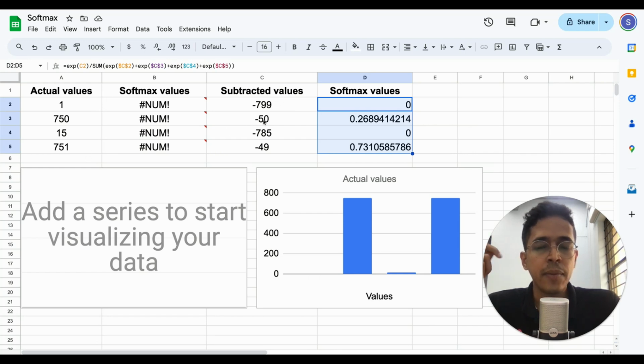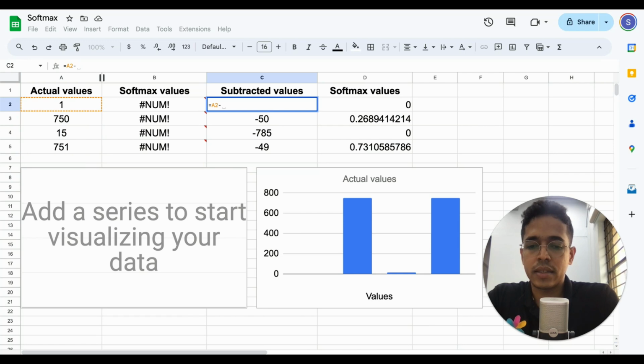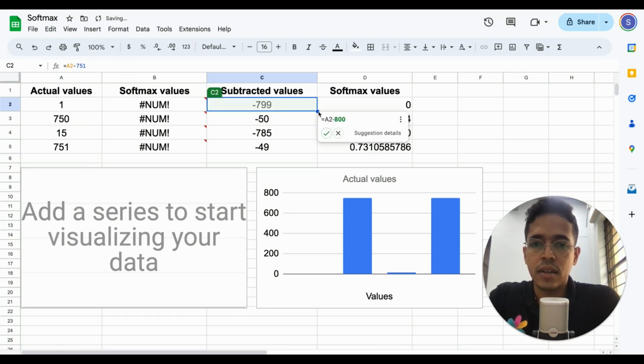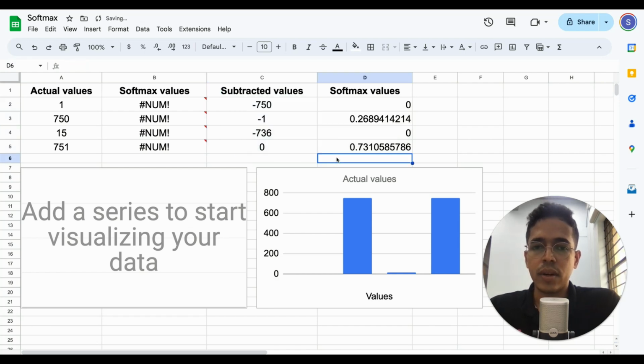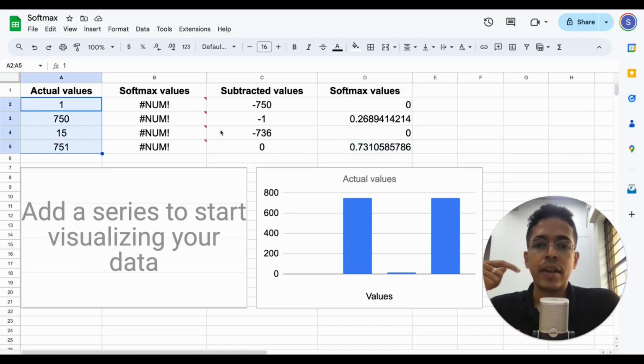And how did we do that? What we did is from each of these numbers, we subtracted the maximum number. What is the maximum number? Oh, sorry, I guess this should be 751, because 751 is my maximum number. And yeah, so now these are the softmax values corresponding to these numbers, and we are able to calculate it because we subtracted the maximum number, which is 751, from all of those numbers.